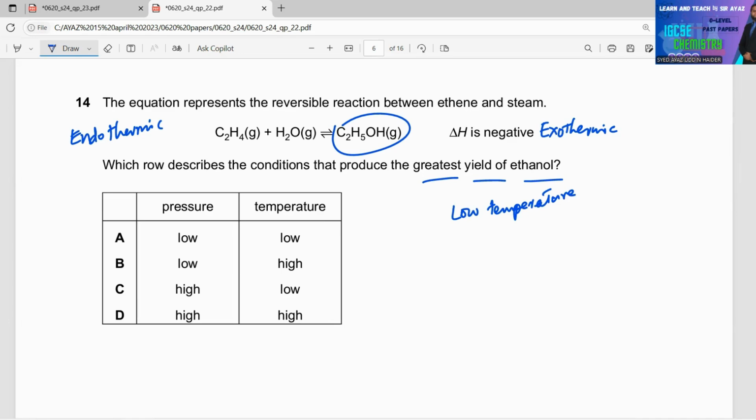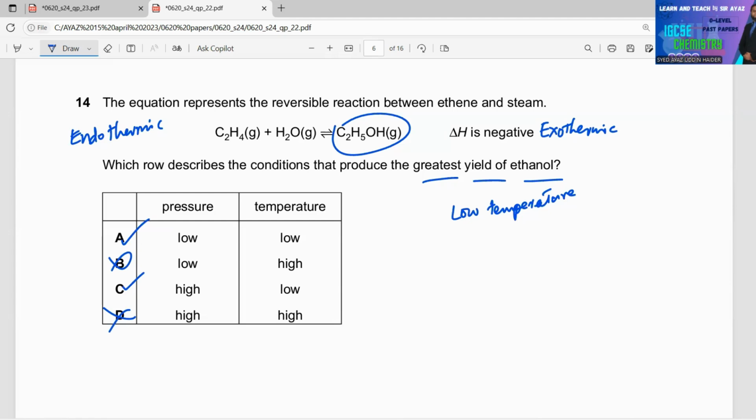So if you look at the temperature only, it means that either A is correct or C is correct. Both B and D are incorrect because in B and D they have given high temperature. Low temperature will favor the forward direction.